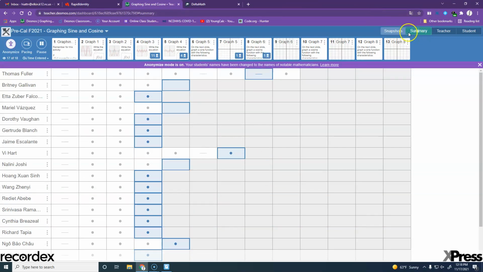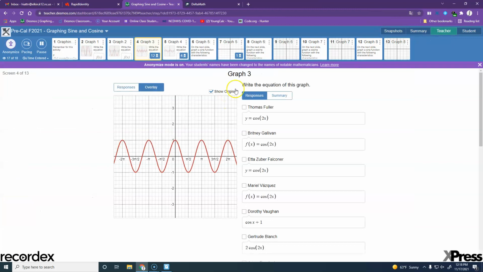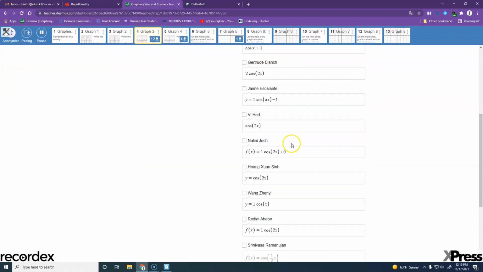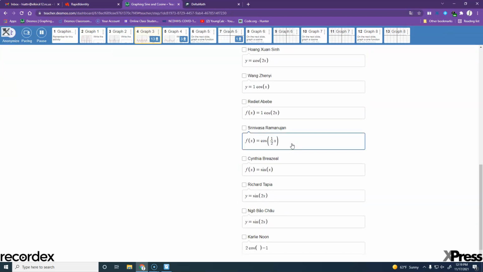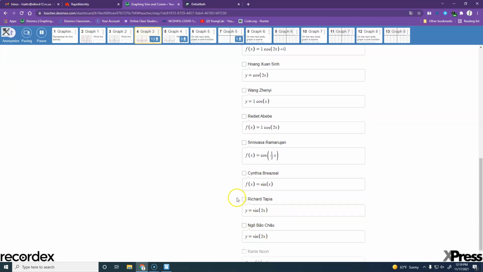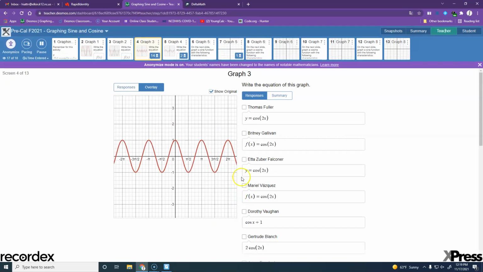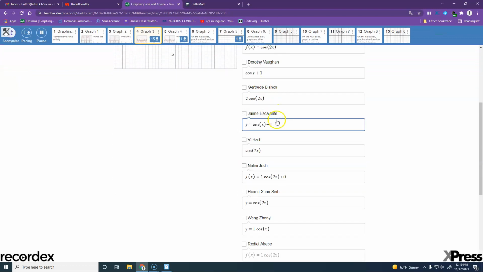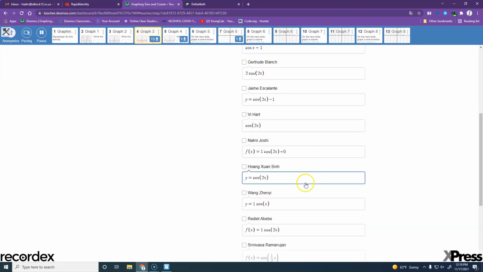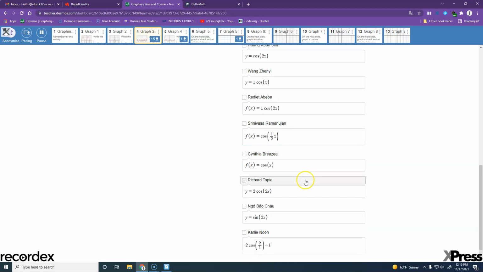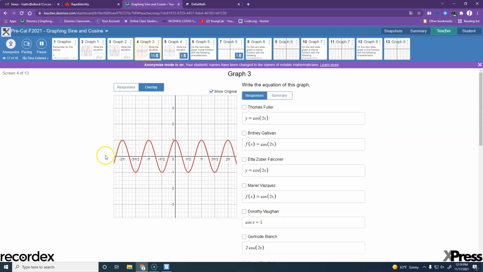Okay, let's look at these. All right, so, let's see, most everybody is cosine. A few of you are sine. Most of you do not have a number on the end, but a few of you have a +1 or a -1. I see a +0 here. What is the midline for this graph? It is 0. So the +0 is okay, but the +1 would not be correct.